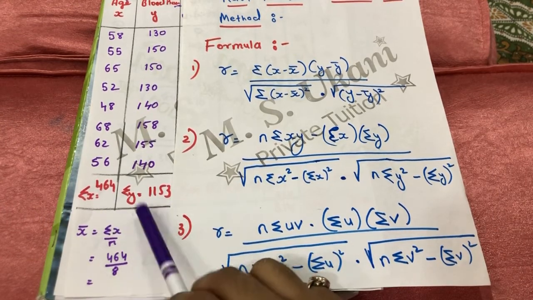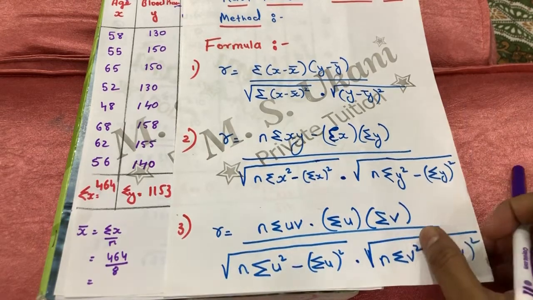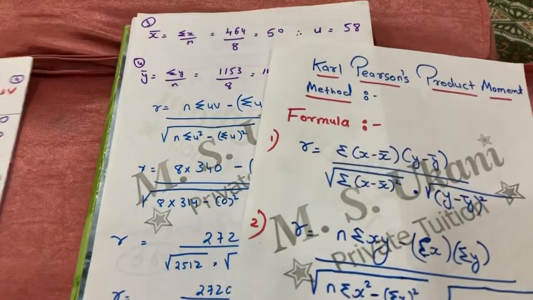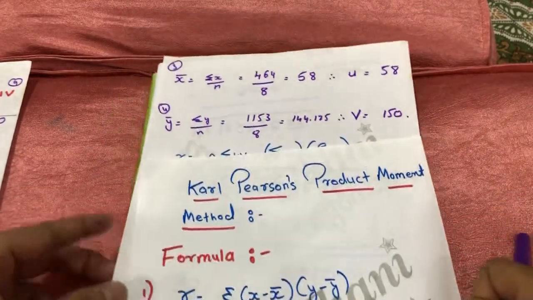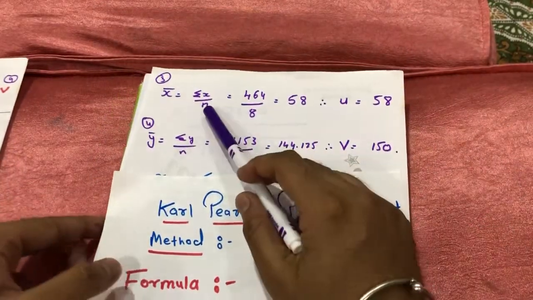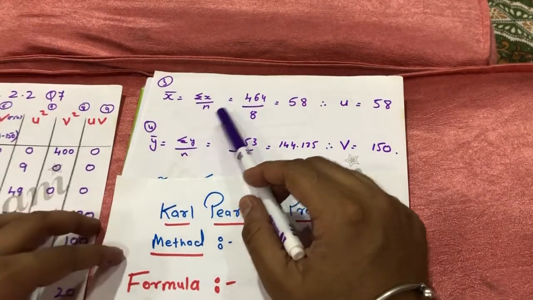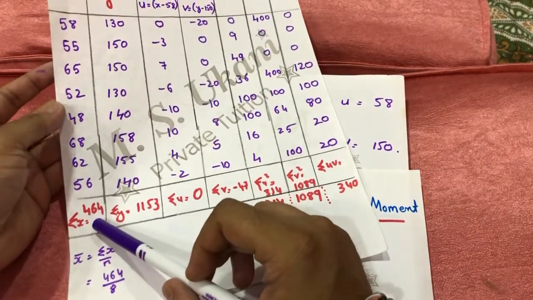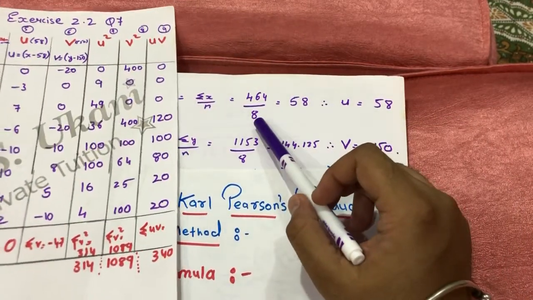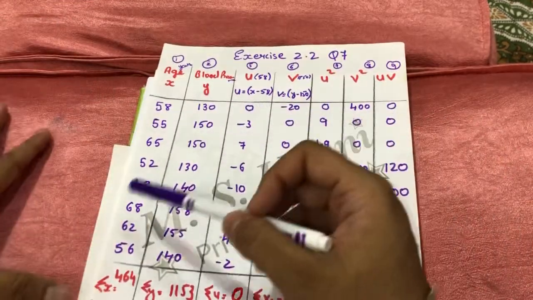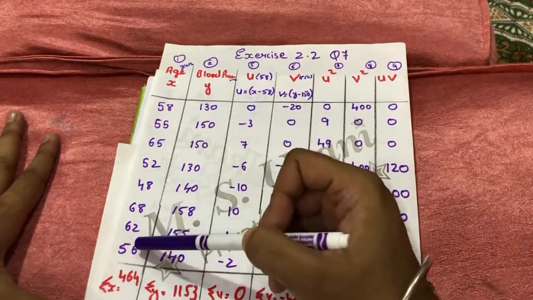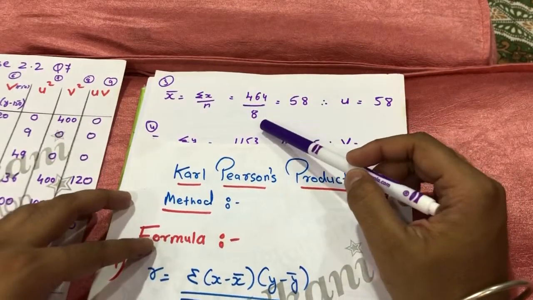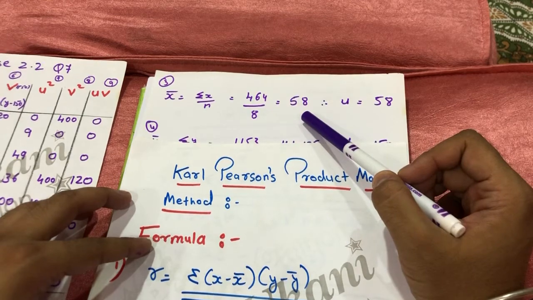Okay, so let us first find X bar and Y bar, so we will understand which formula has to be used. Here I find X bar, summation X upon N. Summation X answer is 464, and N is the number of items, that means a total of 8 items has been given. So after dividing 464 by 8, our answer will be 58.